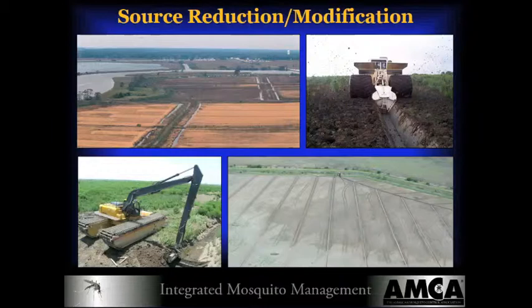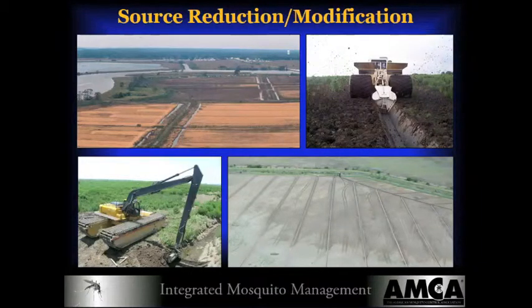Once you've got the community involved, then you can look at source reduction modification. Remember I talked about source reduction. It's get rid of the problem at its root. Then you don't have to do all this other stuff. That's easy to say, not always available to do. If you're living next to a national wildlife refuge, you can't get rid of the refuge if it's producing mosquitoes. But there are cases in which you can lower the potential for mosquitoes.